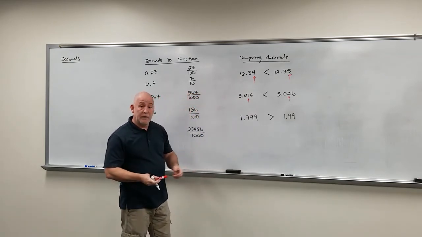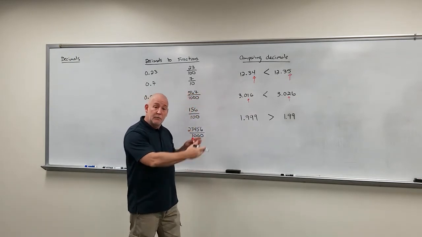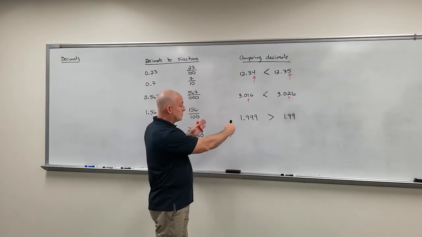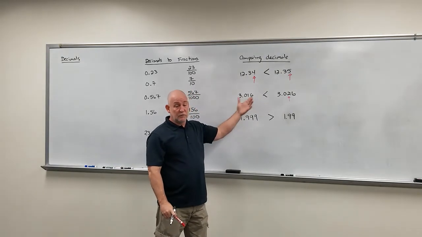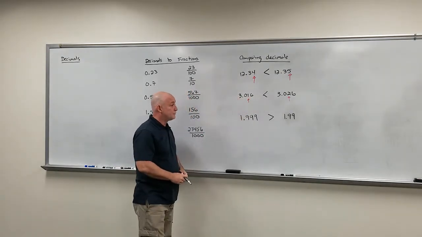So when we're comparing decimals, all you do is work from left to right, comparing the position values. As soon as you find a difference, compare those two numbers, whichever one's bigger, that's the bigger number.